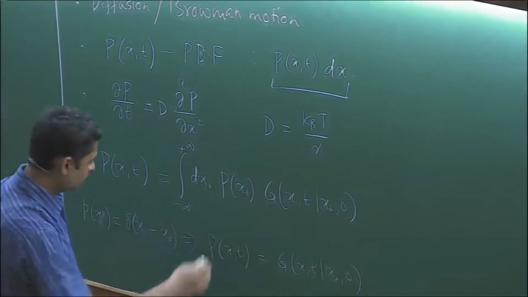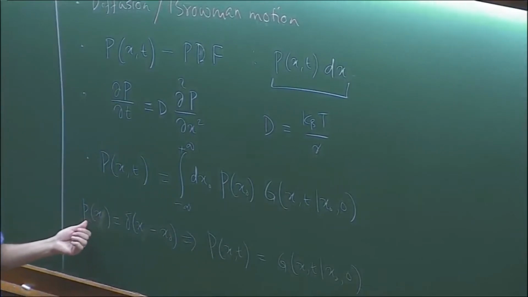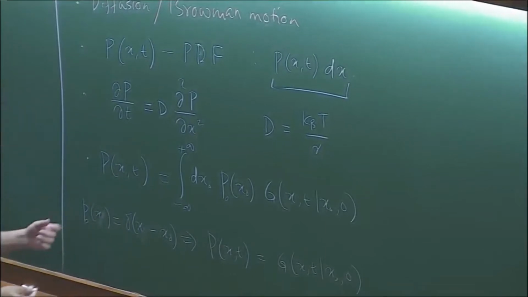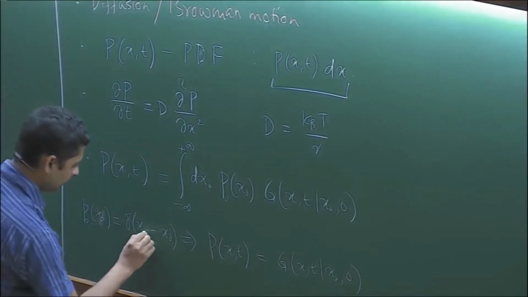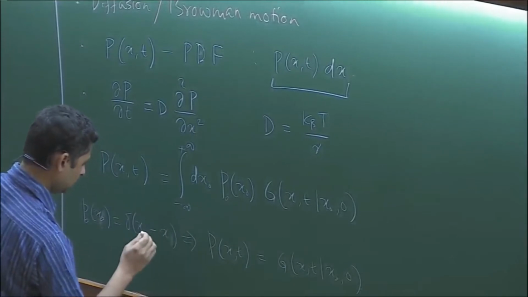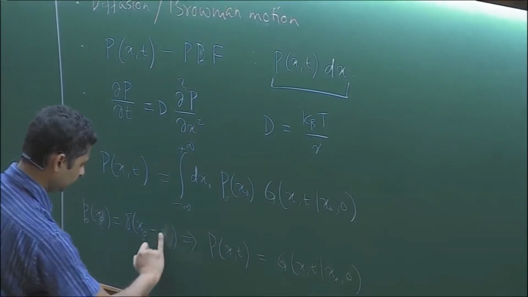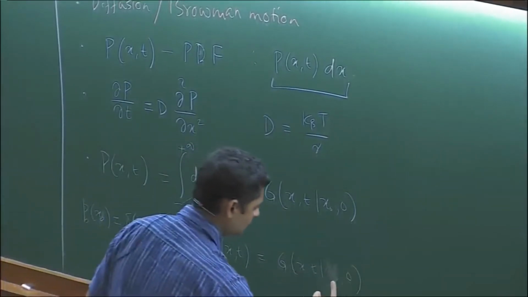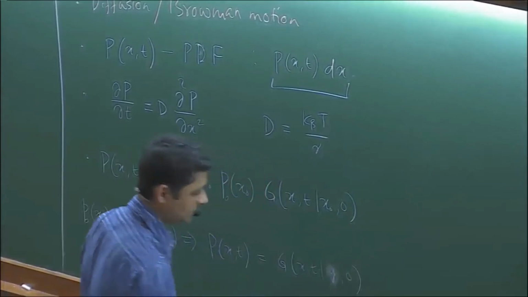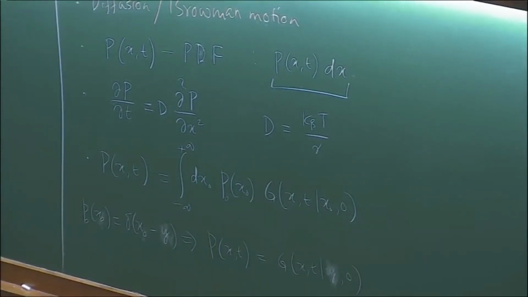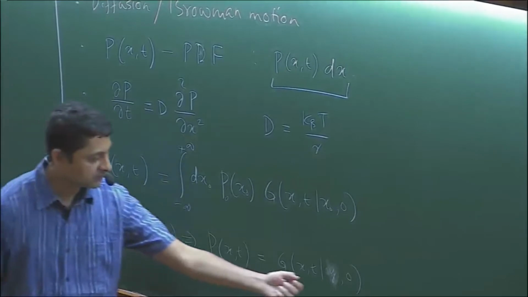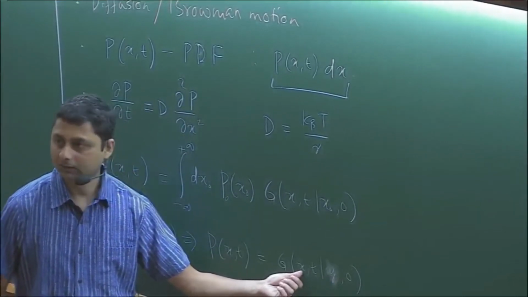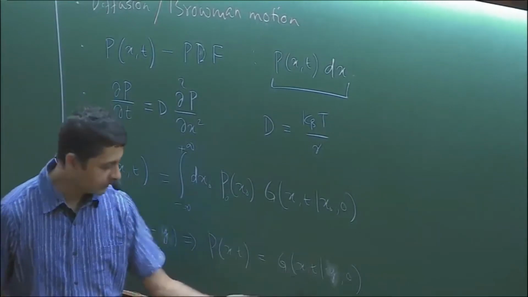It means that when you start, this is the initial distribution, let's just call it P0. So if P of x0 is something like delta of x0 minus y, right? It says that if you start this particle from some position y at time t equal to 0, then this is the probability density of finding the particle at position x at time t, right?